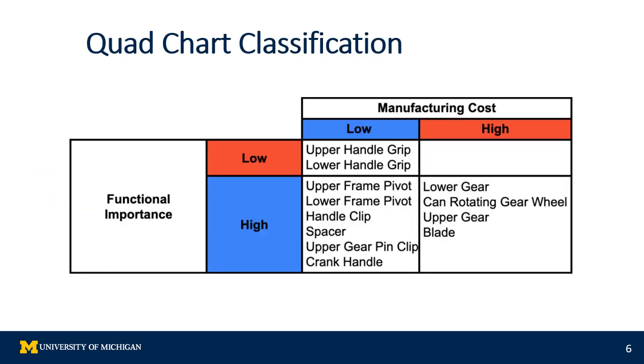Here, we organize the components based on cost and their functional importance. Based on this analysis, we recommend redesigning the can rotating gear wheel, lower gear, upper gear, and the can cutting blade due to their high processing costs.